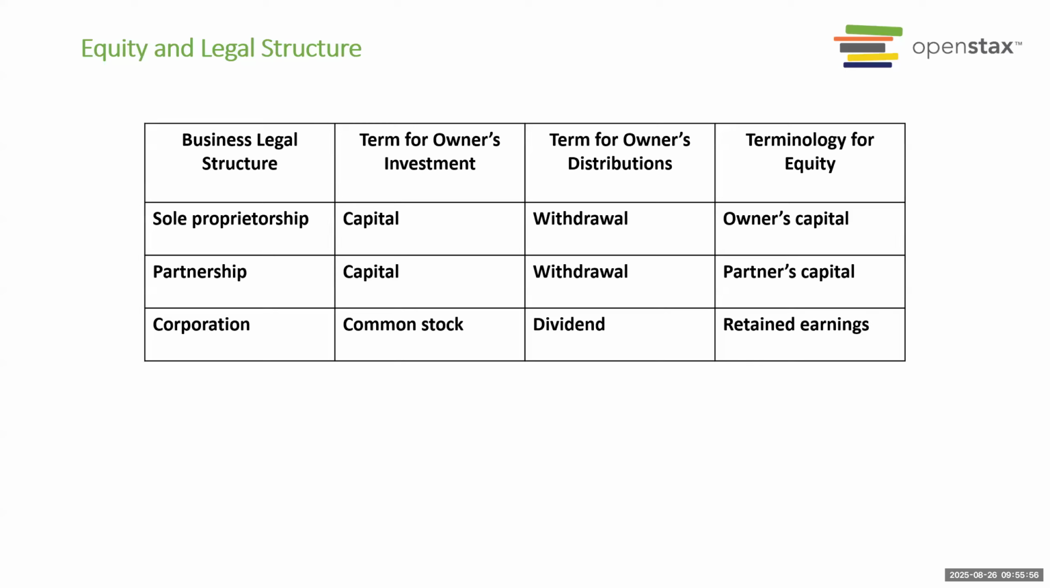Okay, let's look at equity and legal structures. So we talked about sole proprietorships, partnerships, and corporations. For a sole proprietorship and partnership, the term for an owner's investment is capital, where for a corporation it is common stock. As we talked about, when an owner takes a distribution from a sole proprietorship or partnership, it's called a withdrawal. From a corporation, it's a dividend. For the equity terminology, owner's capital is for a sole proprietorship, partner's capital is for a partnership, and we have retained earnings for a corporation.